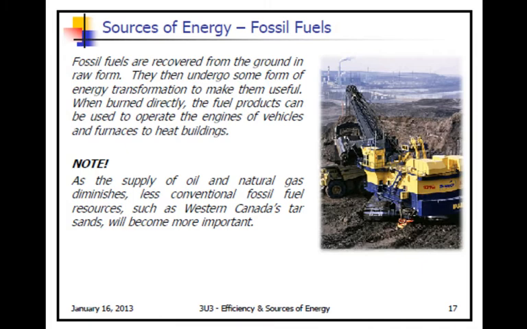Fossil fuels are recovered from the ground in raw form. Then they undergo some form of energy transformation to make them useful. When burned directly, the fuel products can be used to operate the engines of vehicles and furnaces to heat buildings. But as the supply of oil and natural gas diminishes, less conventional fossil fuel resources such as Western Canada's tar sands will become more important. So here you see an excavator grabbing sand, or what we call the tar sands from Alberta. It's basically sand that is saturated with oil. So getting the oil off the sand is important, and then we can use that as another energy source.